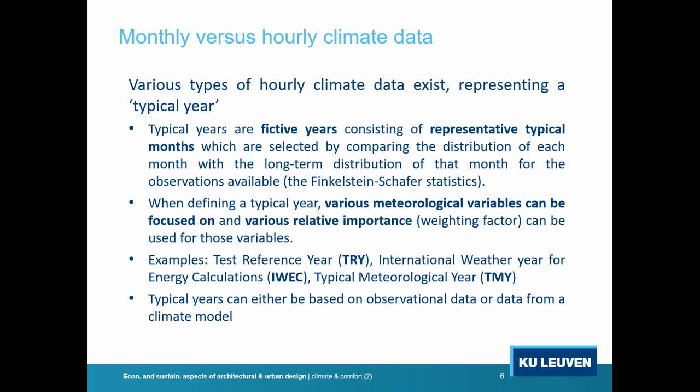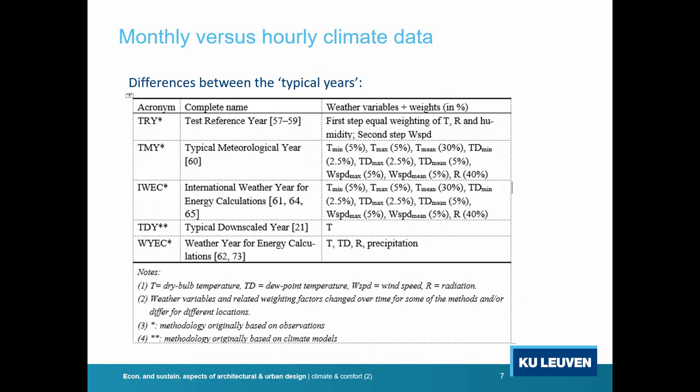So in summary, we have hourly data for 30 years based on observations or based on climate models. And from these 30 years of data, we extract one representative year, which is not an average of the 30 years. How do we do that? Well, there are different ways. It's based on statistical analysis, and typically it's based on selecting for each month the month that is most representative.